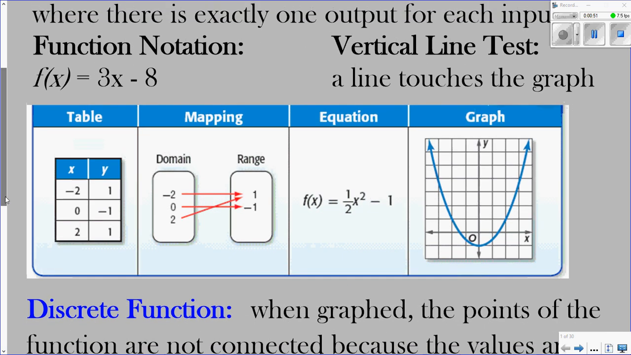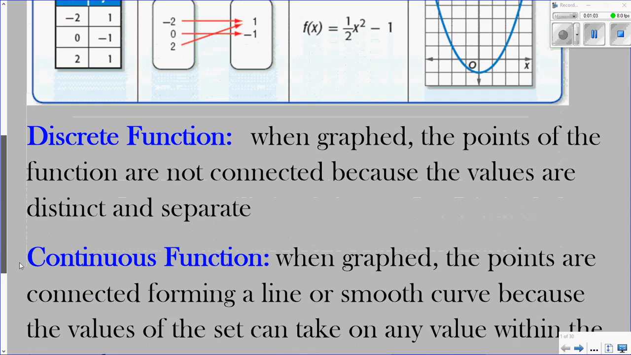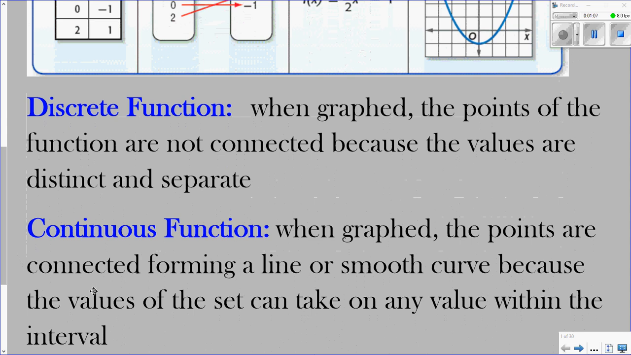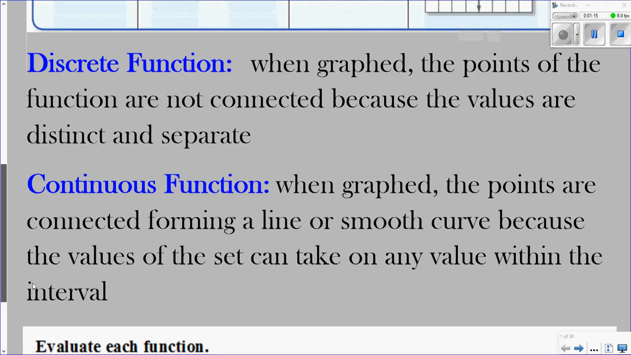There's also representation of functions. You could do it by creating a table, by mapping, equation, which has f of x, and then a graph. The two types of functions that we learned were discrete, which basically states that the points are not connected, and the values are distinct and separated, and continuous, where the points are connected, they create a line or a smooth curve.